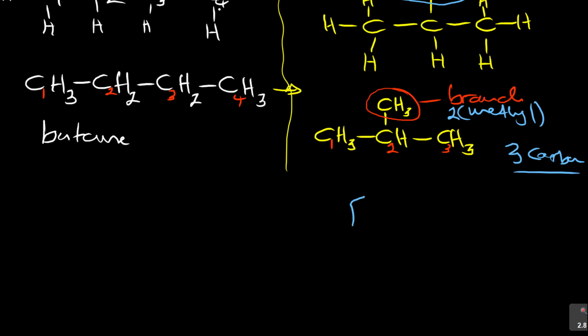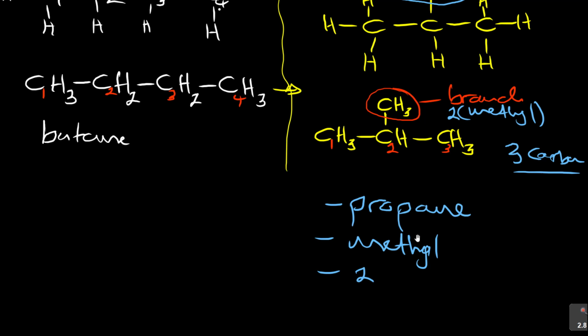So the parent chain, that's what we call the root, is propane. It comes from propane, that's number 1. Number 2, there is a branch called methyl, and the branch is in carbon number 2.